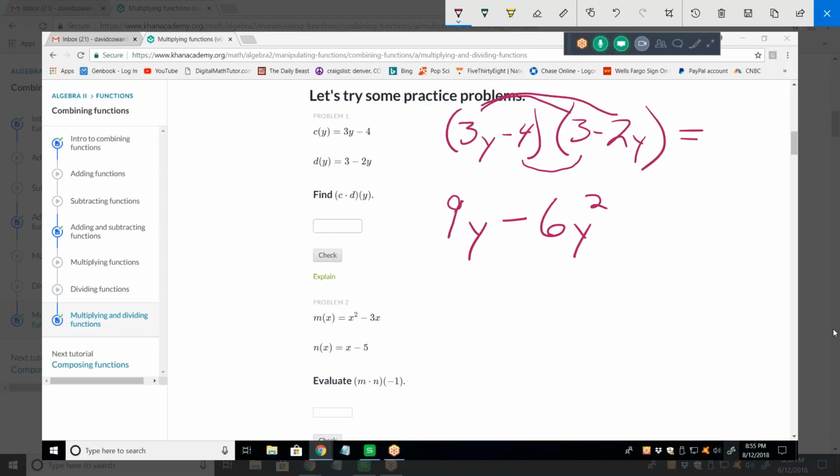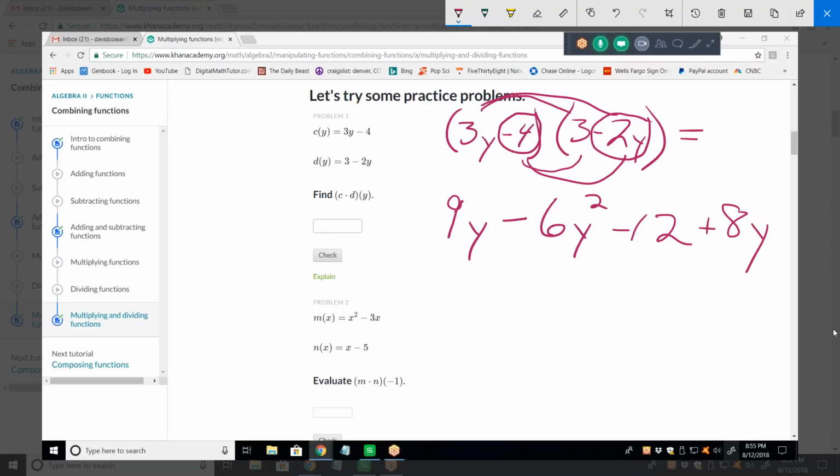It is negative 12. And the last is negative 8y. Positive. It's negative 4 times negative 2. Oh, it would just be 8y then. Yeah. Right, so it's plus 8y. Now, I don't care at this point that it's out of order.